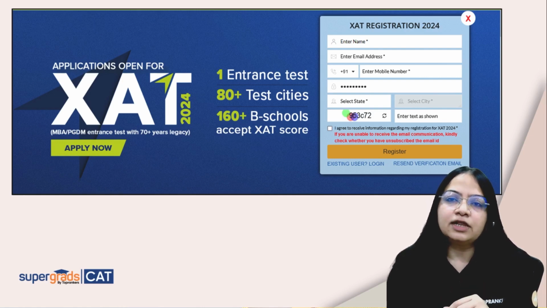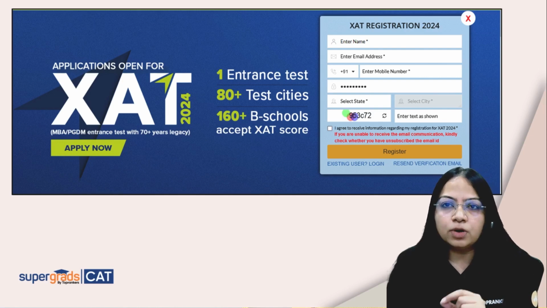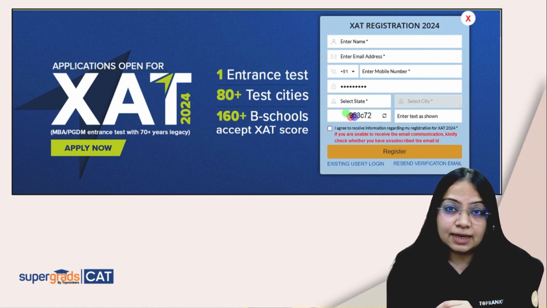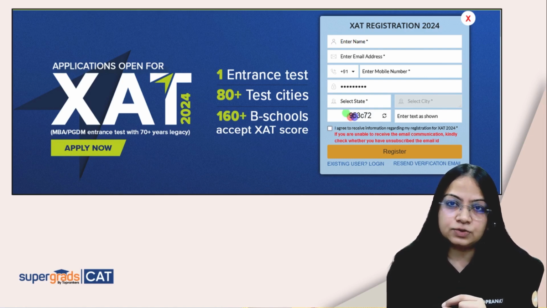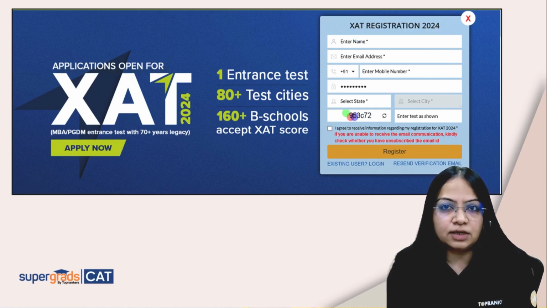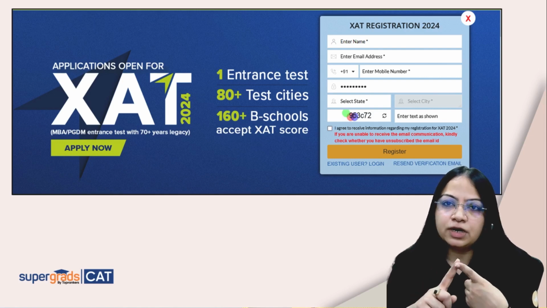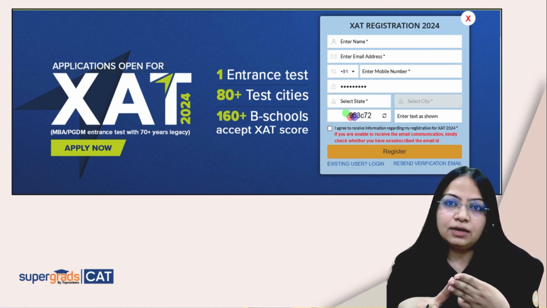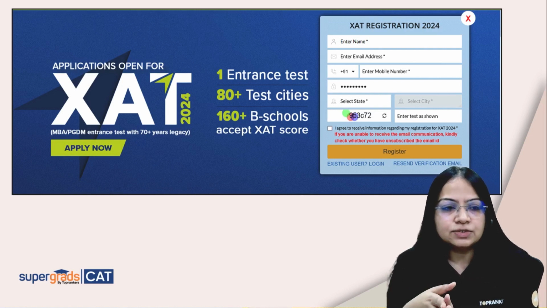The next is your telephone number. Again, a valid working telephone number or mobile number is required because this is the other medium for the institutes to communicate to you. So you mention your correct spelling of the name, you write down your email address, you write down your correct mobile number, and then you add the other fields, that is your city.